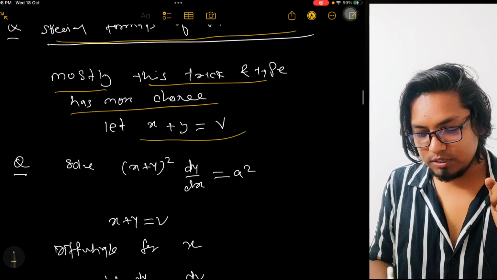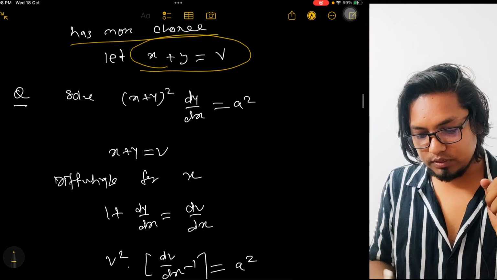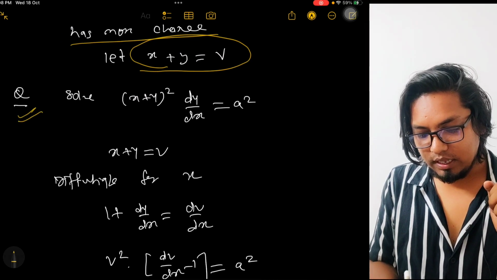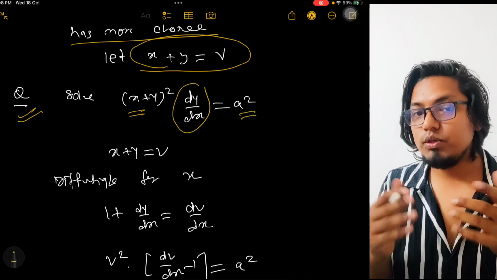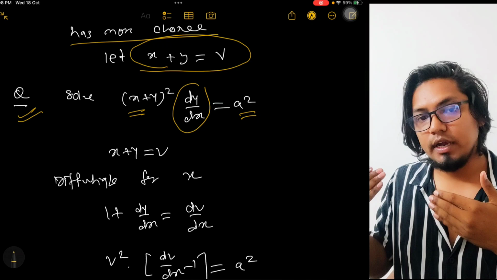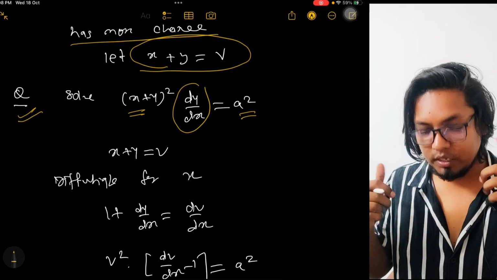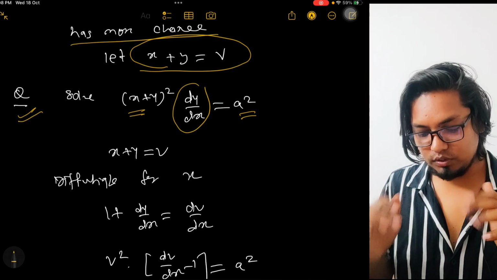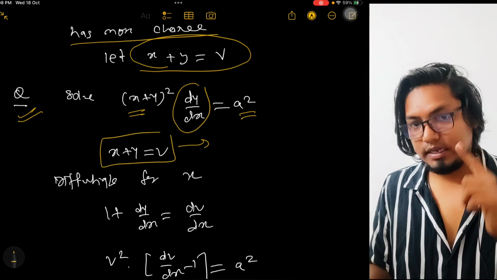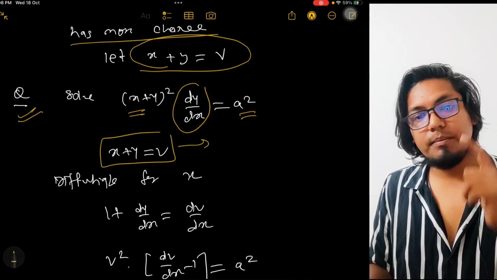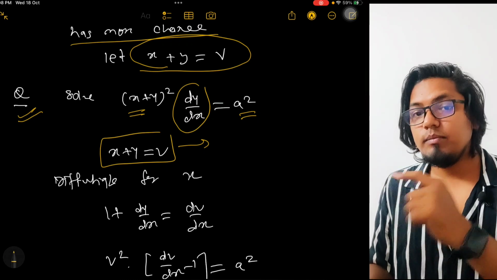So let x plus y is equal to v, and then see, I'm taking a question: (x plus y) square dy by dx is equal to a square. You can also do this by yourself. Just pause the video, try to go ahead, and then finally match the answer. If you are unable to do it, just follow the solution. x plus y is equal to v. Now differentiate this equation one time with respect to x. So x will become 1, y will become dy by dx, and v will become dv by dx.